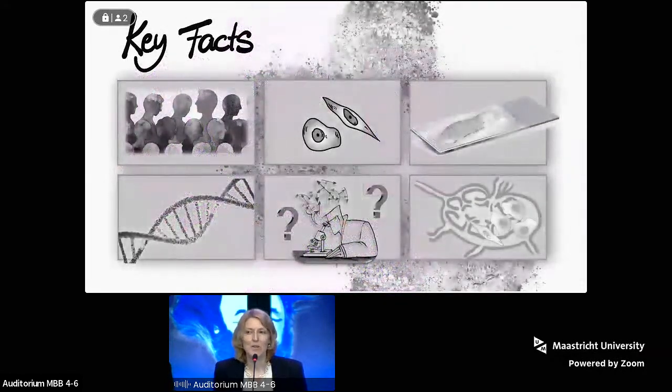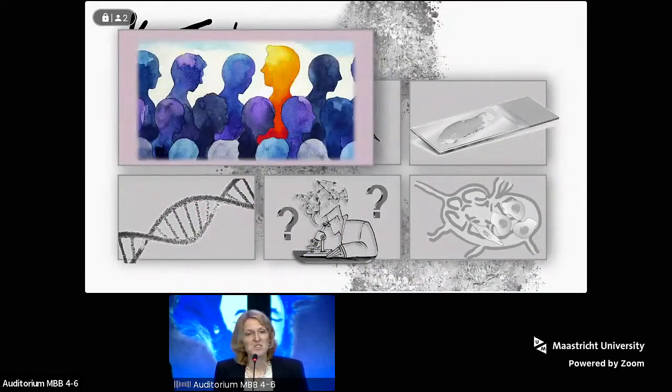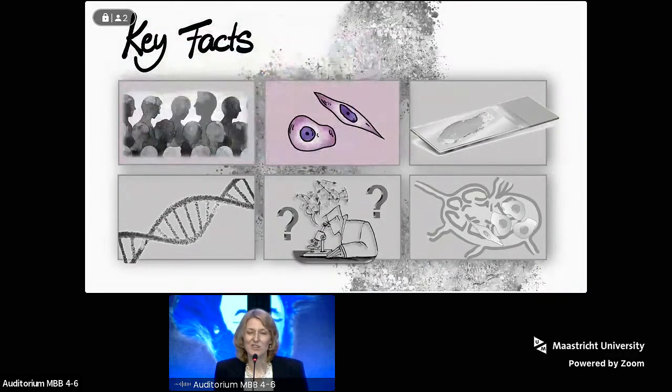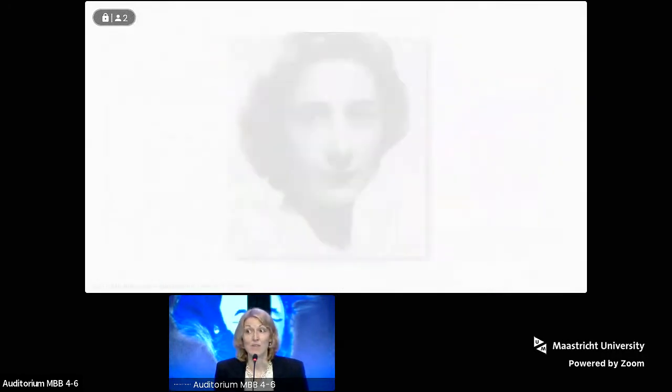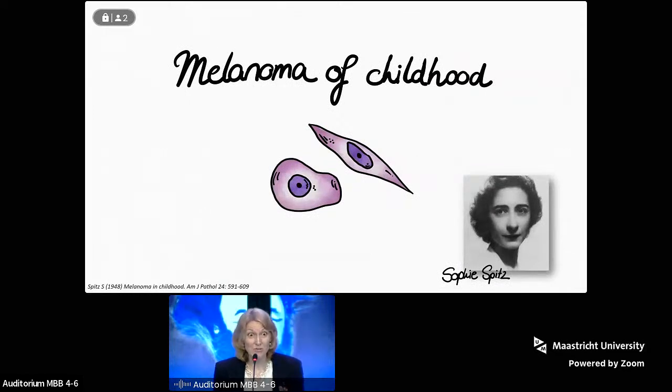Now, key facts about these lesions. Spitz tumors are rare lesions. They only occur in about 1% of all resected melanocytic neoplasms and majorly occur in children or young adults. Why this strange name, Spitz? This is Sophie Spitz, an American pathologist who was the first to describe a whole case series of these lesions in children in 1948. And she was also concerned about the morphology of these lesions. And that is why she named these lesions melanoma of childhood.